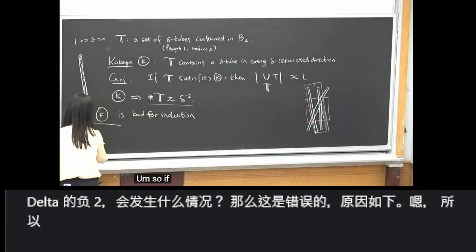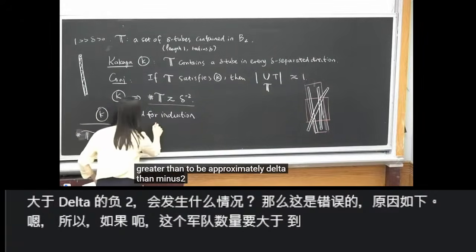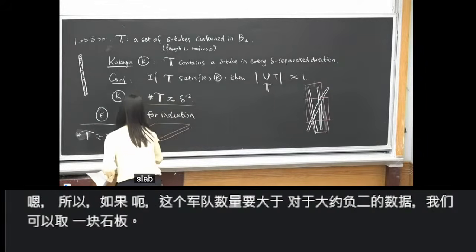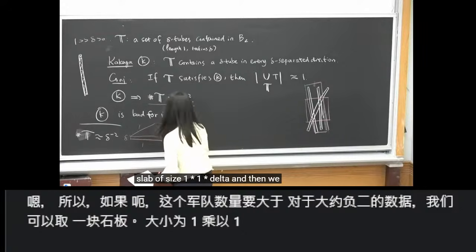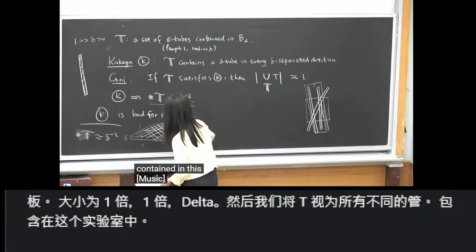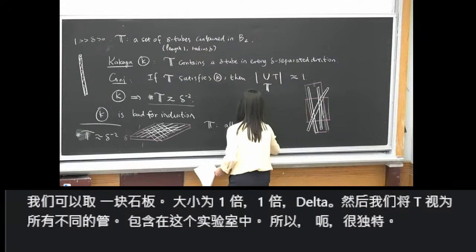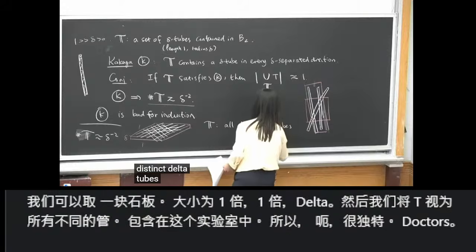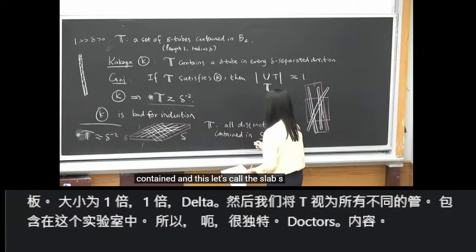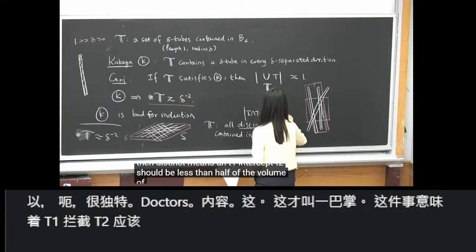So if the number of tubes is approximately delta to the minus 2, we can take a slab of size 1 times 1 times delta, and then we take T to be all the distinct delta tubes contained in this, let's call the slab S. Then distinct means T1 intersect T2 should be less than half of the volume of T.